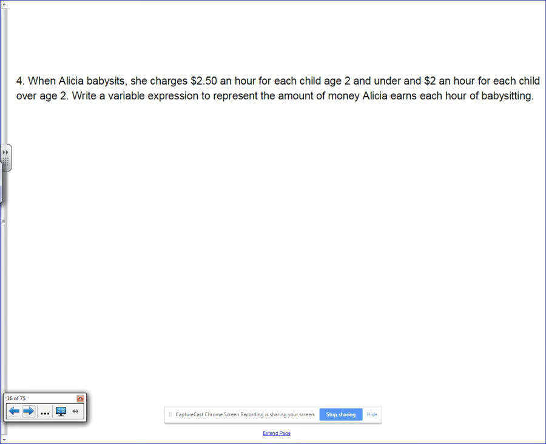You read this one to yourself. There's something a little bit different about this one. I want to know what it is.